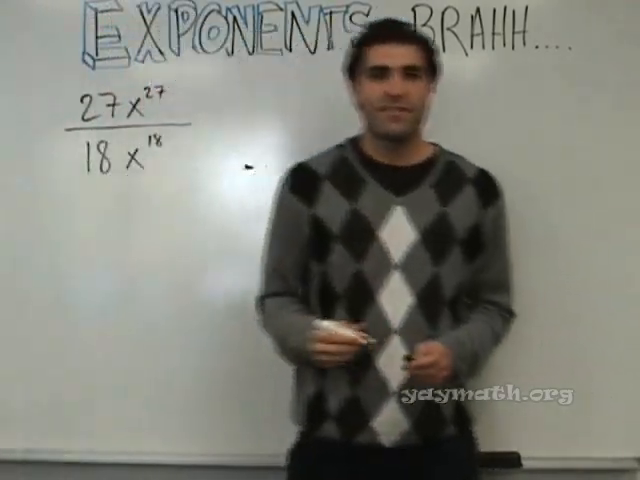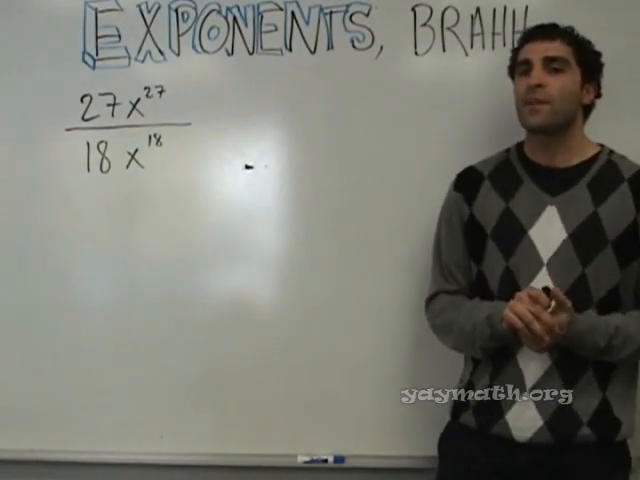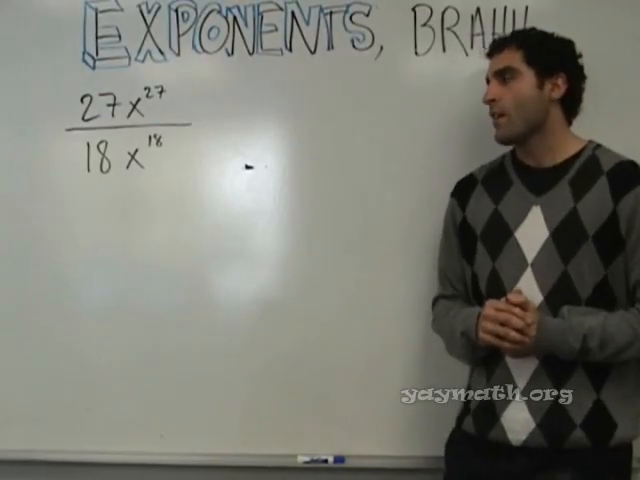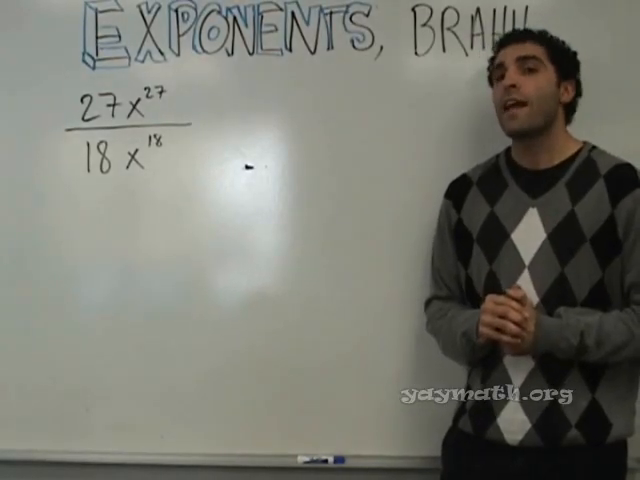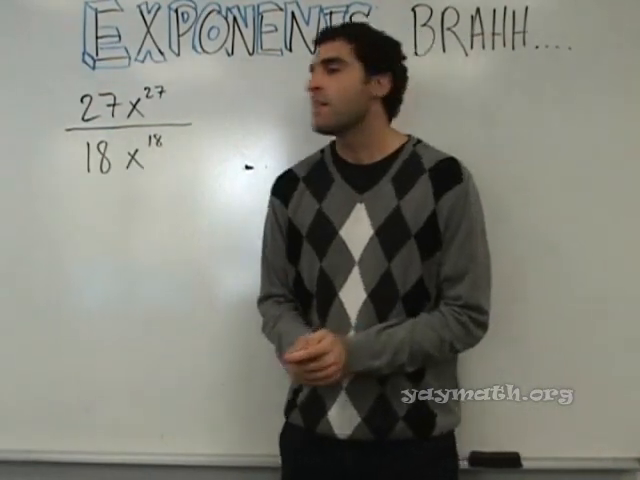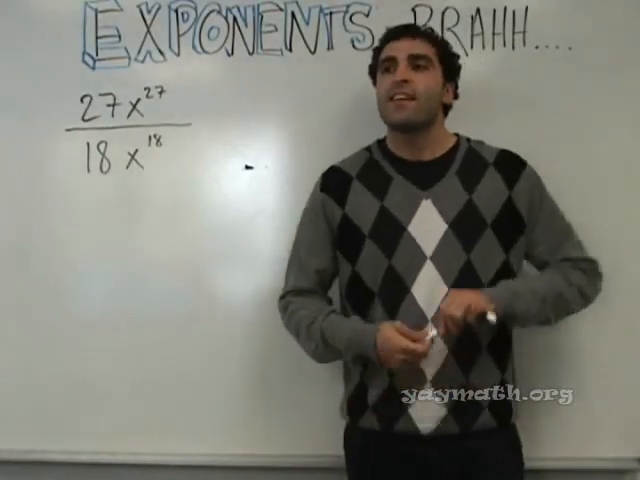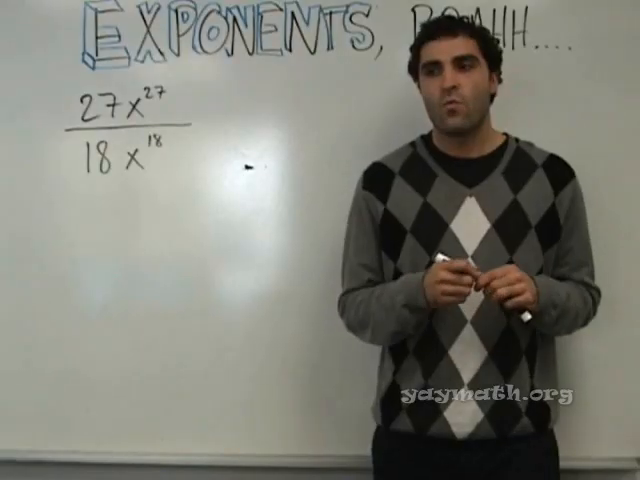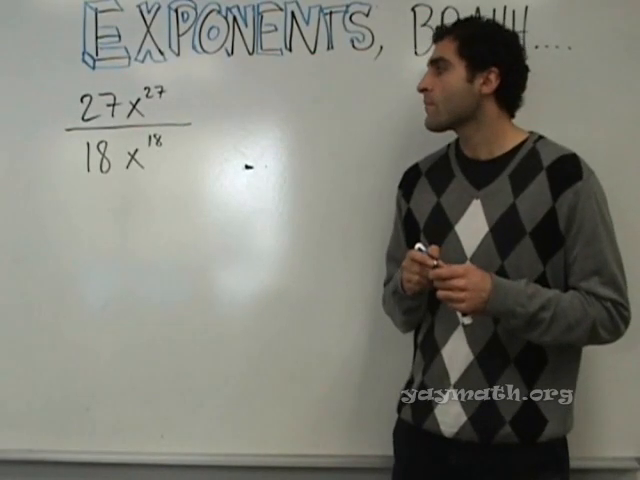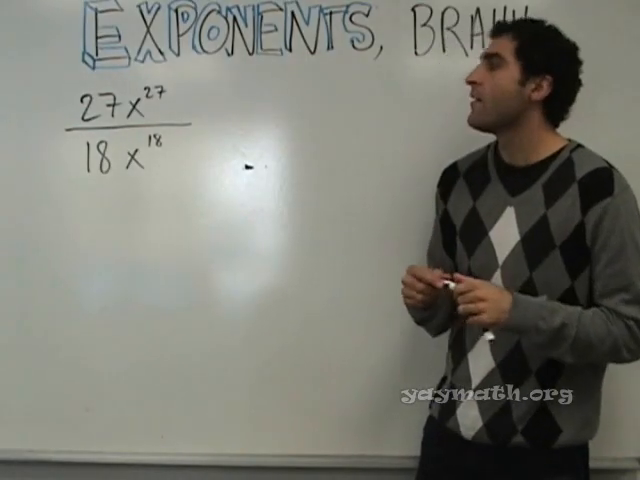Allow me to make the point. Notice the numbers were picked on purpose. What's the difference between the fraction 27 over 18 versus the exponents x to the 27 over x to the 18? 9. Anyone? What's 9? Well, 27 minus 18 is 9, and then for the exponent, x to the 27 minus x to the 18 is 9.